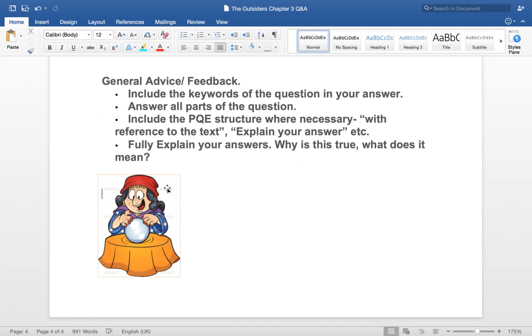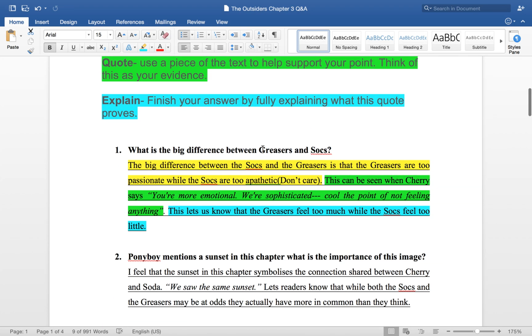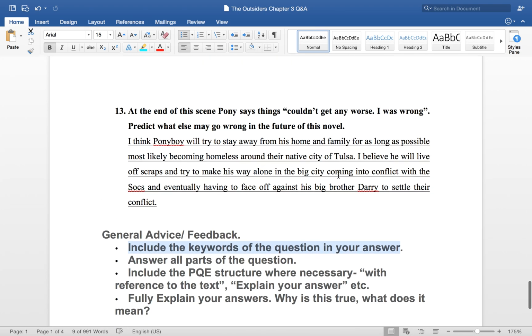So first things first, we know this, you need to include the keywords of the question in your answer. Okay, so if we look at the example of the first question here, what is the big difference between the Greasers and the Socs? Immediately I say the big difference between the Greasers and the Socs is. So I'm using the keywords of the question in my answer. That way I'm definitely sticking on topic.